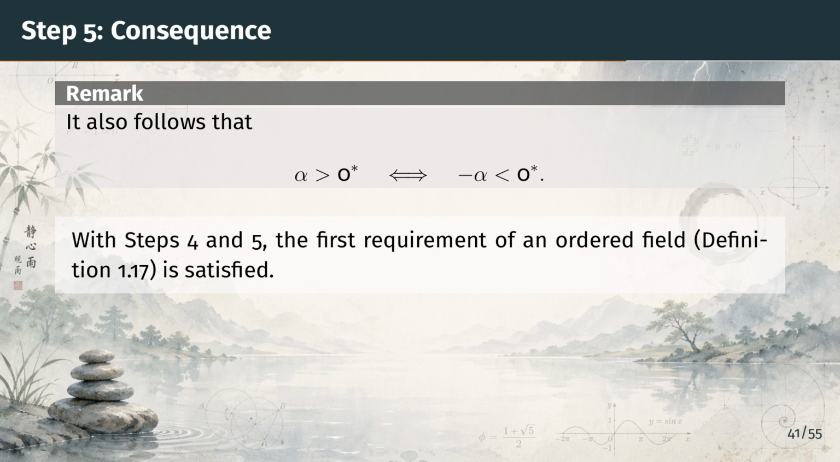As a consequence, a cut is positive if and only if its additive inverse is negative. With the addition axioms verified and order compatibility established, we have confirmed the first requirement of definition 1.17. Now we need to handle multiplication, which is the subject of the next two steps.